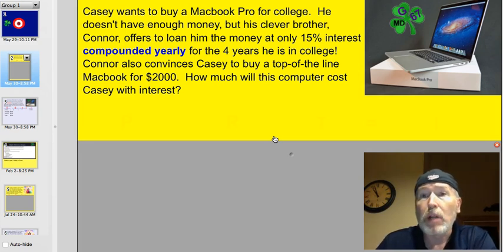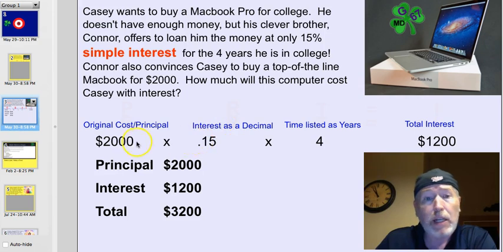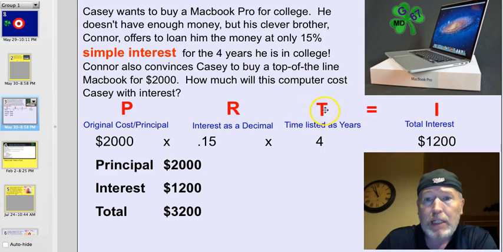Let's stop for a moment and go back and look at how you would calculate this if it was simple interest, not compounded yearly or compound interest. Here it was from last night. You just use the PRT, you pop it in. Principal, rate, and time equals the interest. So the principal was $2,000, the interest rate was 15%, and the time listed in years was 4. It was a total of $1,200 in interest. It was still expensive, $3,200. Too expensive for the computer. His brother was making out like a bandit on that interest.